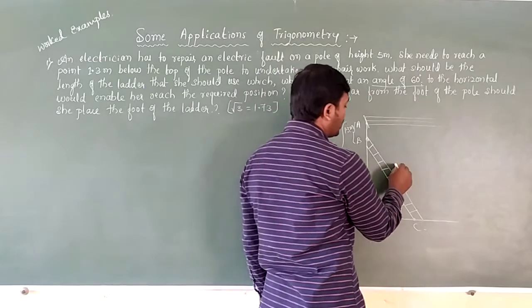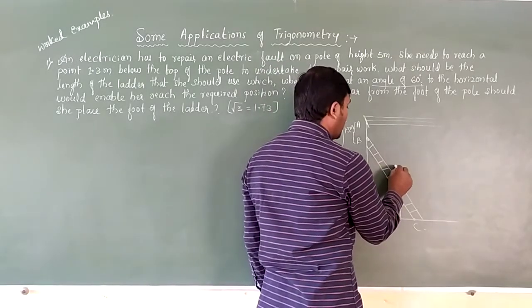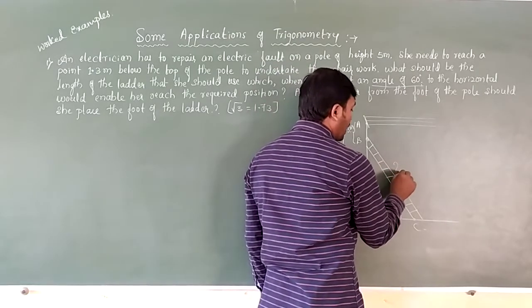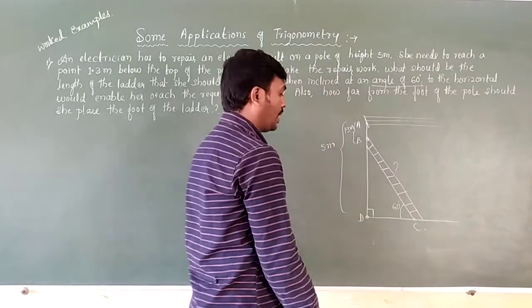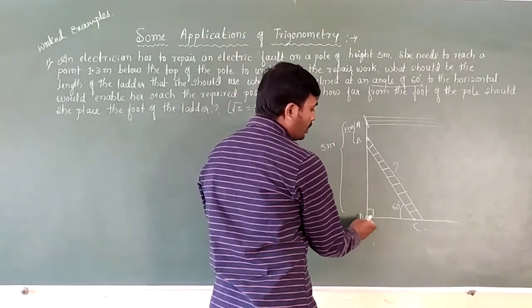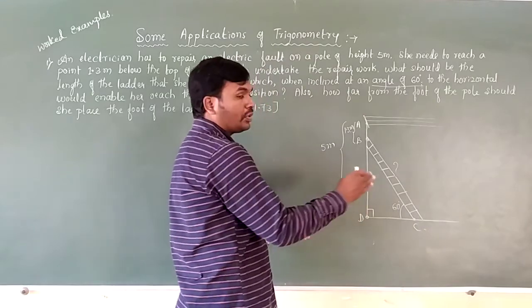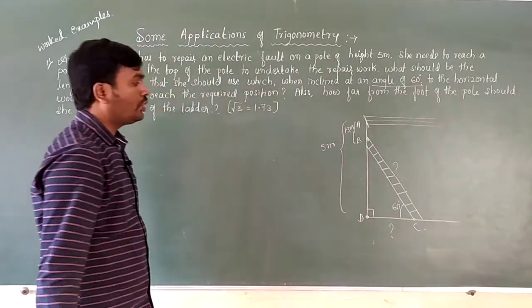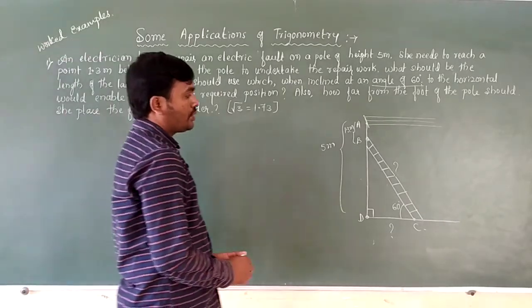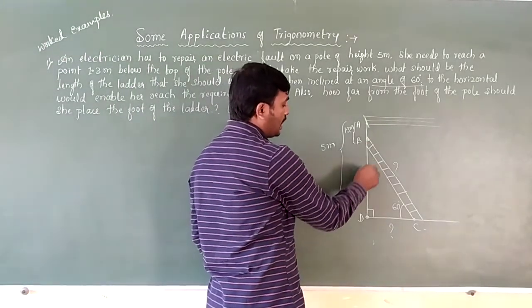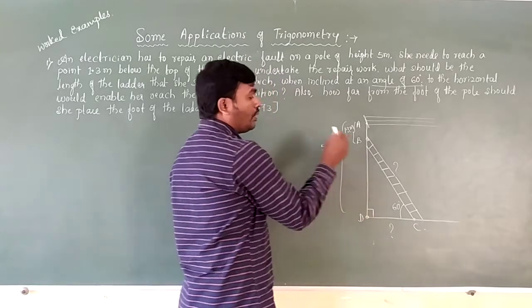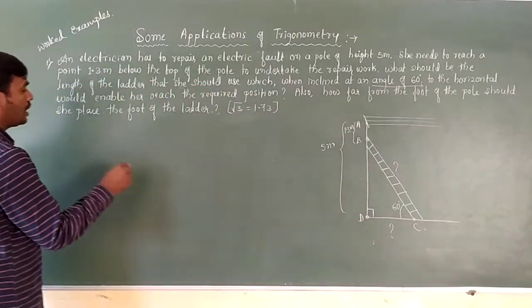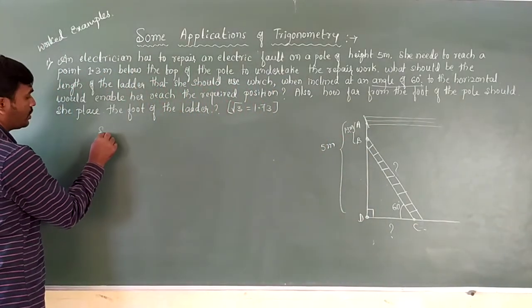So we have to find the length of the ladder, and the distance between the foot of the pole and the foot of the ladder. Both we need to find here. To find this, we must know the length of BD. We have to find the length of BD. Let us find the solution for this one, children.